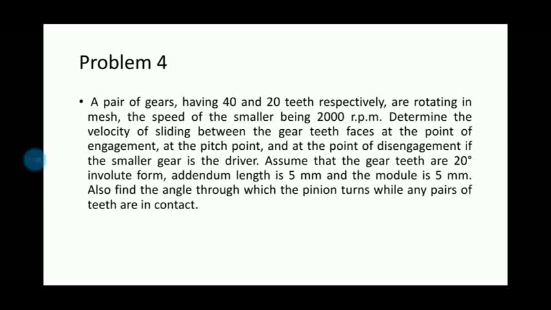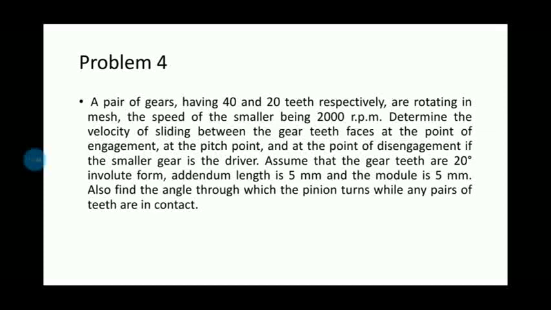Determine the velocity of sliding between gear teeth faces at the point of engagement, pitch point and point of disengagement. Here again the question is to find the sliding velocity at the point of engagement. What is the point of engagement? The starting point, that is K. So what is the corresponding sliding velocity? Omega 1 plus omega 2 into Kp, that you have to find.